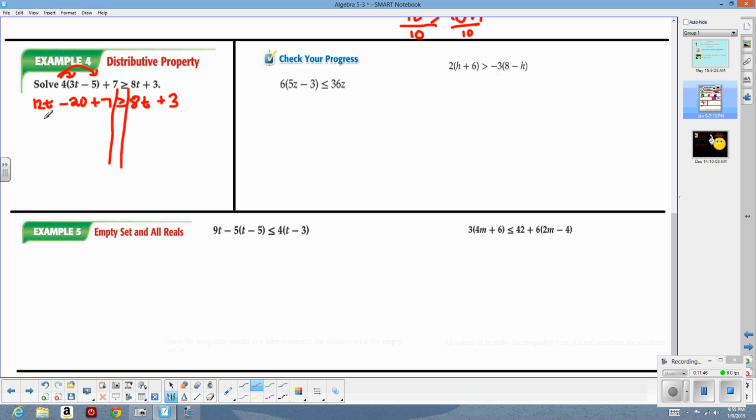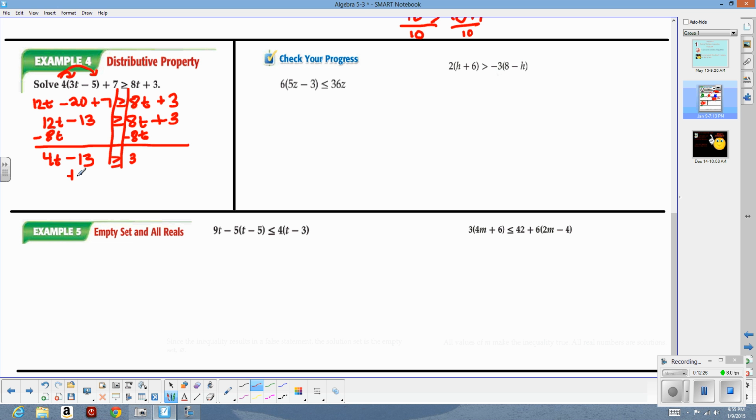Over on the left side we can simplify this. We can put the negative 20 and 7 together as one term instead of two separate ones. So 12t minus 13 is greater than or equal to 8t plus 3. Now we have variables on both sides, so that would be my next step. I'm going to get rid of this 8t by subtracting 8t from both sides. 12t take away 8t is 4t. Minus 13 is greater than or equal to 3.